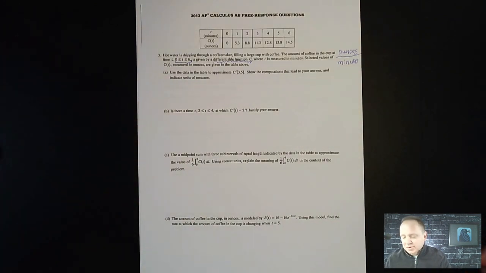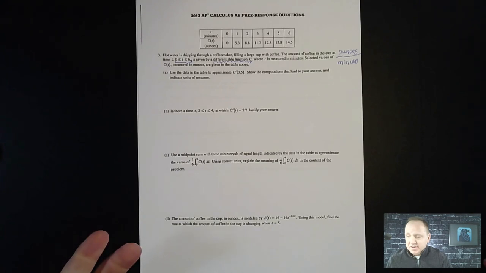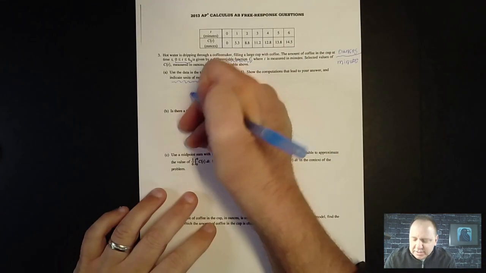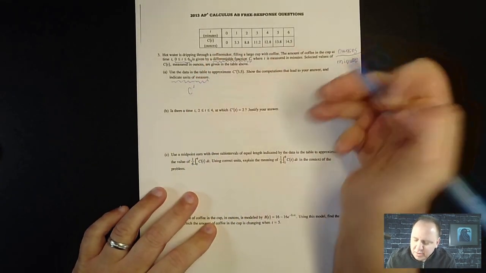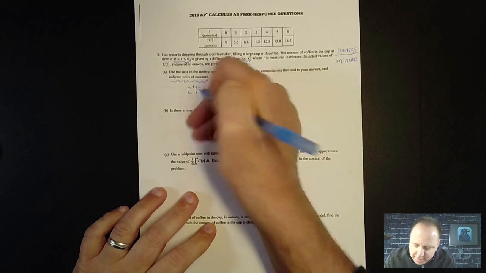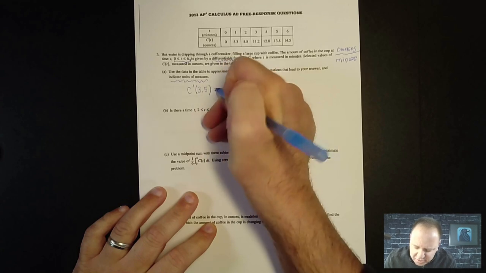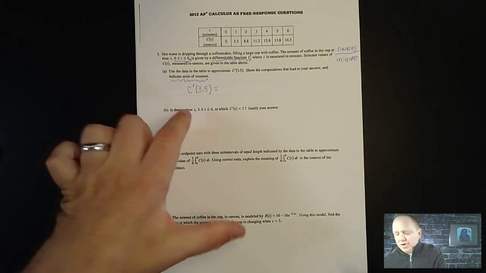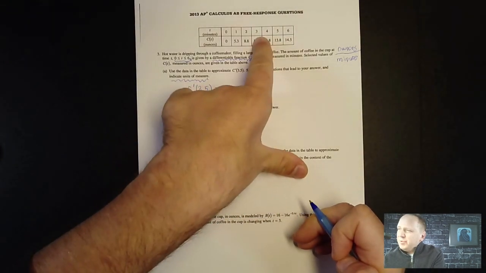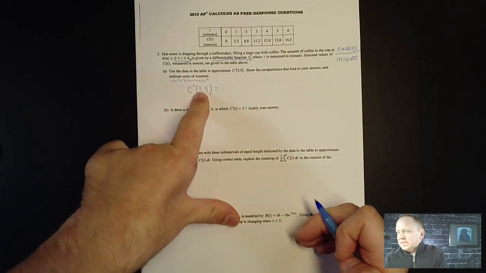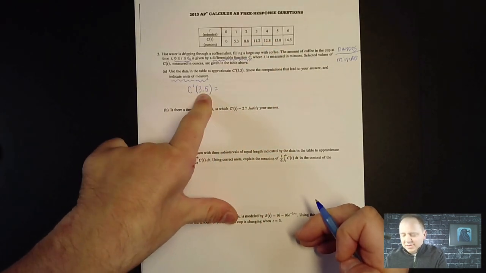All right, so we have: use the data in the table to approximate C prime of 3.5. So the derivative at 3.5 for C. Show the computations that lead to your answer and indicate units of measure. So this again is just a slope of a secant line that we're going to do. To estimate C prime of 3.5, it's going to happen between 3 and 4. So if we calculate the slope of the secant line from 3 to 4, that'll be our best estimate for the slope at 3.5.